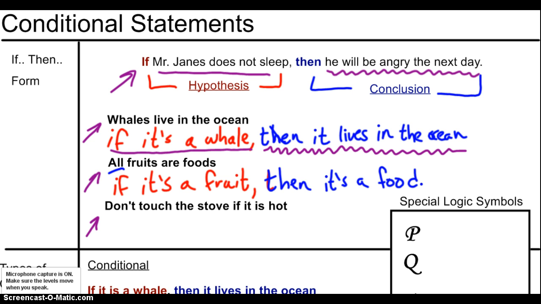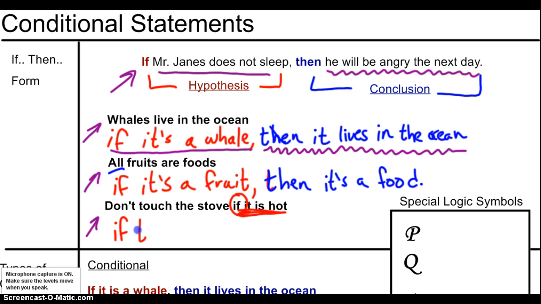And the last one, don't touch the stove if it's hot. This one's a little confusing because the if is right here. If it's hot. Right? So we can think of cause and effect. If the stove is hot, then you shouldn't touch it. So we're actually going to reverse this one. Okay? And the way we know that is because the if is coming at the end of the sentence. So if you see that, you know you got to reverse it.